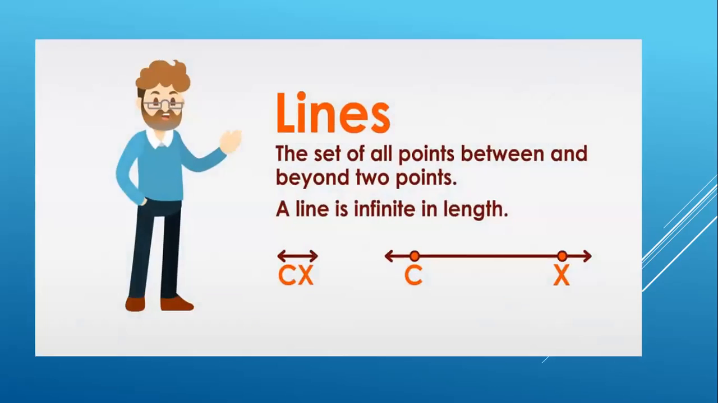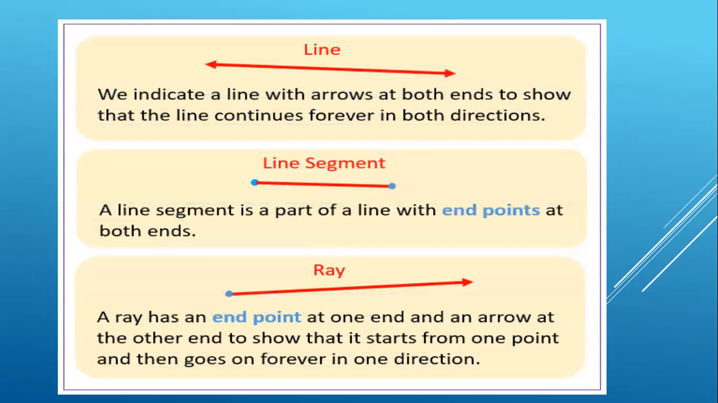Okay. Then, what is the difference between a line segment and a ray? That is also given in your book. A line has no endpoint, a line segment has two endpoints, and a ray has one endpoint.